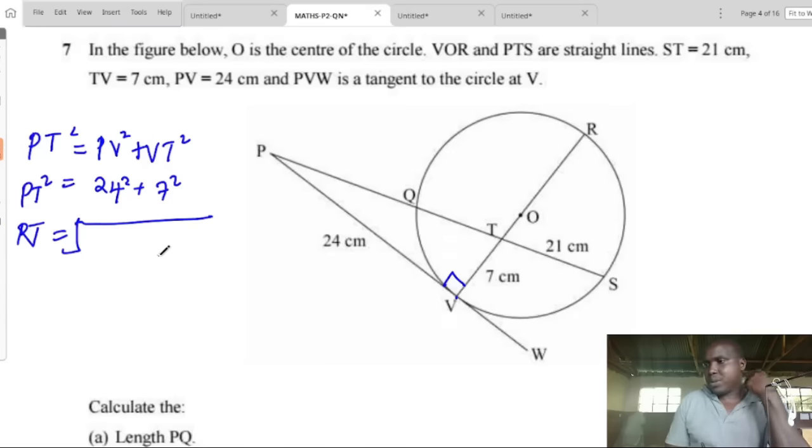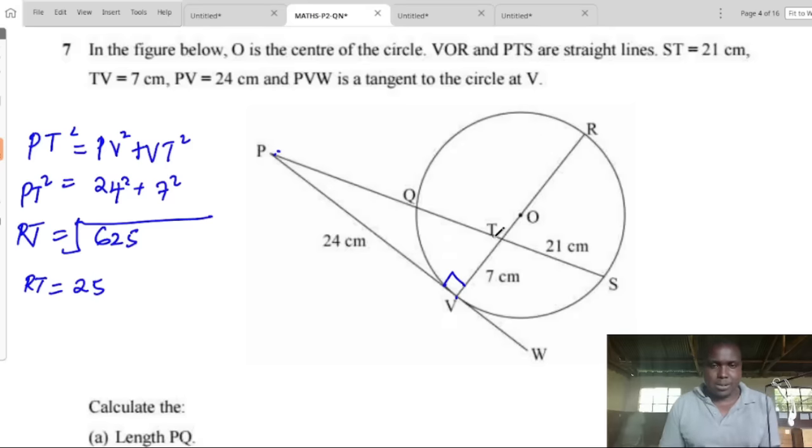So finally, it will give you the 625, meaning RT is equal to 25. So from here up to here is 25. That is very important. Now we can solve using the knowledge I showed you, because we have PT is 25.